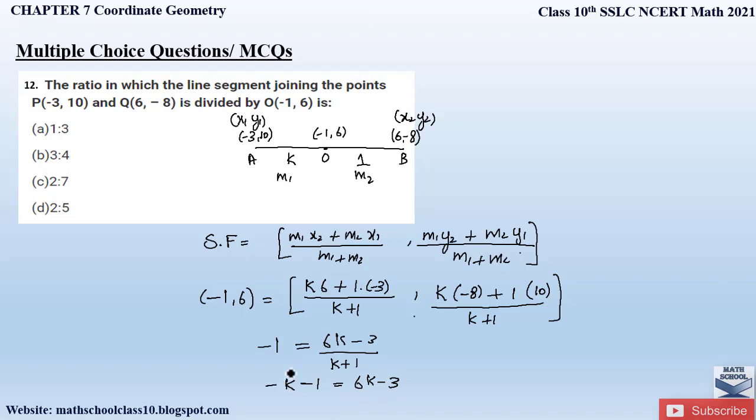So when this minus k comes to the right hand side, it will become 7k, and when this minus 3 comes to the left hand side, it becomes plus 2 is equal to 7k, or k is equal to 2 divided by 7, or the ratio is 2 is to 7. Okay, the ratio in which this point O divides the line segment AB is 2 is to 7. Our correct option is option C.